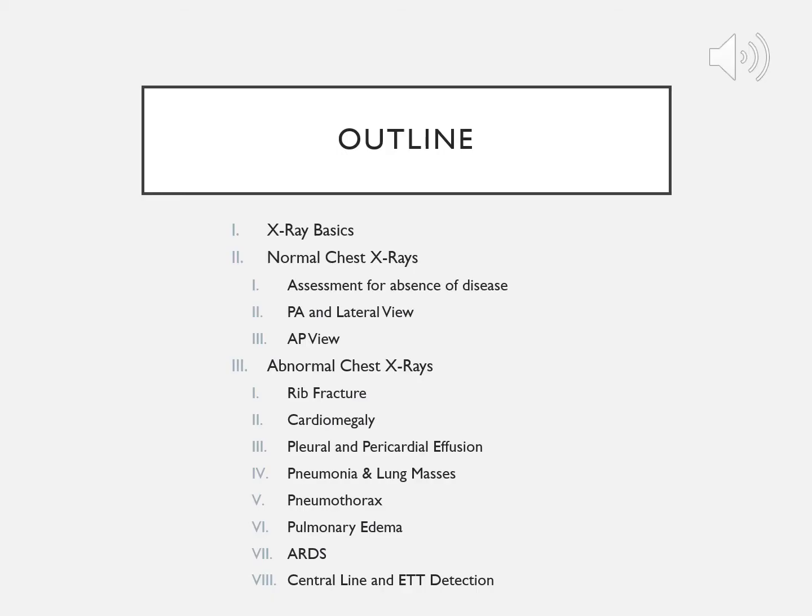So you can read the outline here. Some of this will be a review. Some of this you may have obtained in other classes, either in this program or other programs. Dr. Aaron may have gone over some of this with you as well, but we're just going to review very basic X-ray principles, look at normal chest X-rays, the anatomy, what you are responsible for when interpreting one, different views, and then we're going to get into some pathology and abnormal findings, and then finish up with line placement, ET tube, and central line placement.